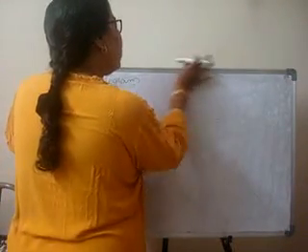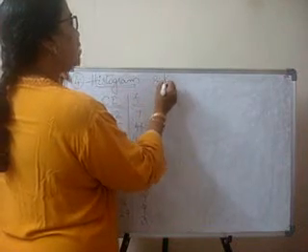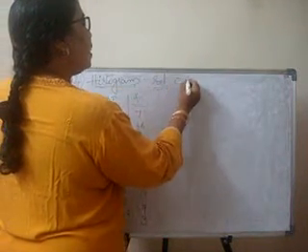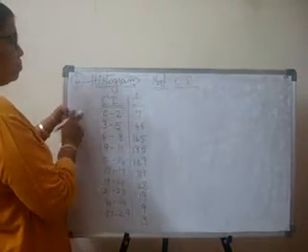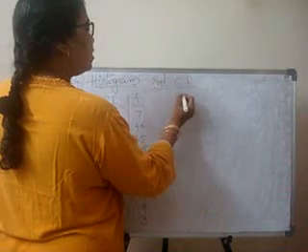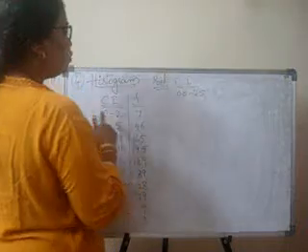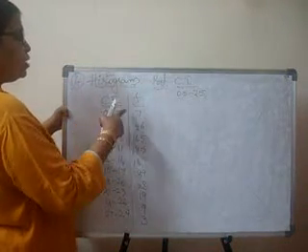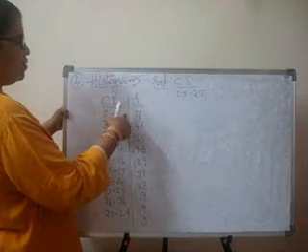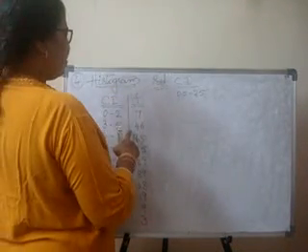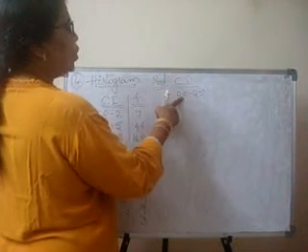If they do not give you a continuous class interval, we have to make the class intervals continuous by the following method. This becomes 0.5 to 2.5. You should subtract 0.5 here and add 0.5 here.